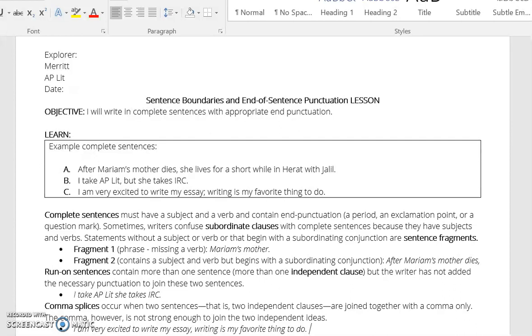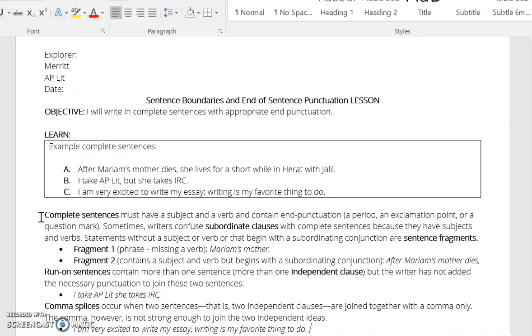Today we're learning all about how to avoid fragments and how to avoid run-ons so that we have beautiful, complete sentences so that we can communicate clearly in our writing. So let's get started with our 3 complete sentences. We've got example A, B, and C here. These are all different types of sentences, but they're all complete sentences. And we'll look at these in just a second a little bit closer.